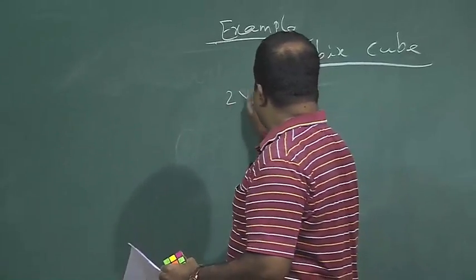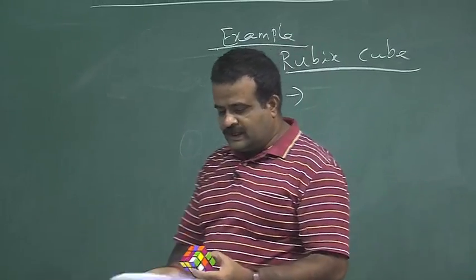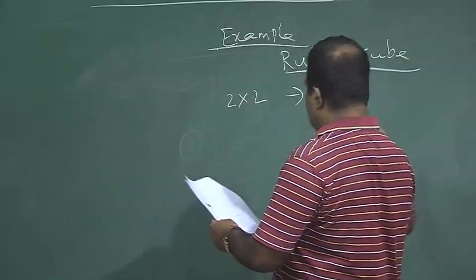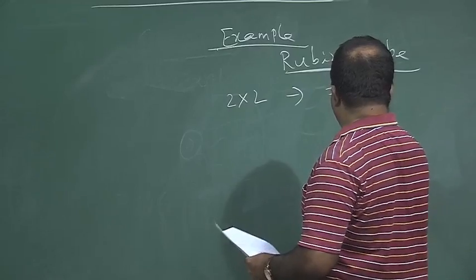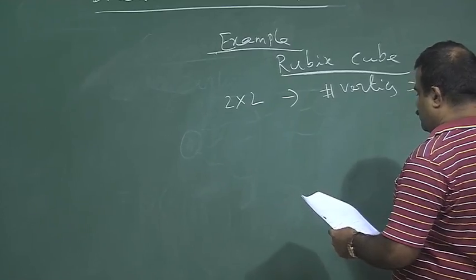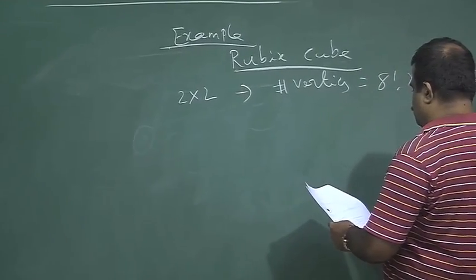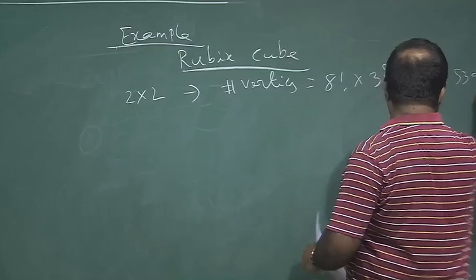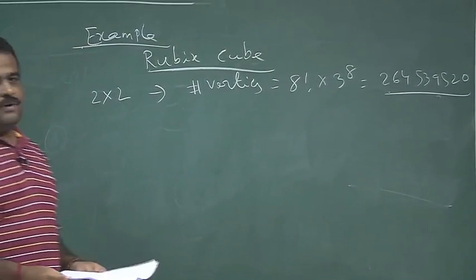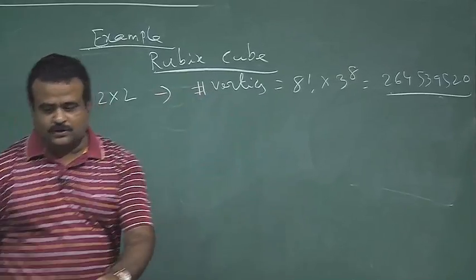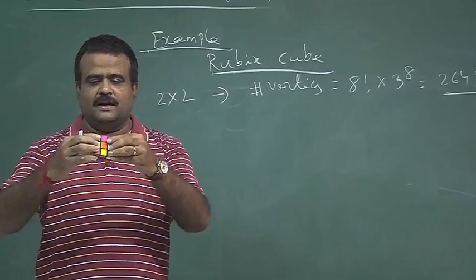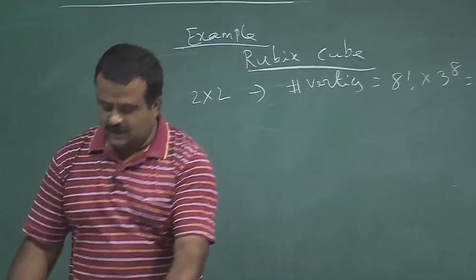Now, if it is a 2x2 Rubik's cube, how many states are there basically? The number of states, which is basically the number of vertices, is 8 factorial times 3 to the power 8, which is huge. It is basically 264539520. So, this many states. Okay. Now, how can we form the graph based on these vertices? These are the possible states. This is one state. If we change it a little bit, this is another state.